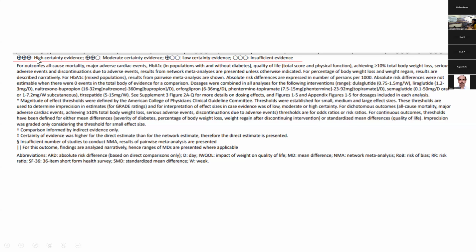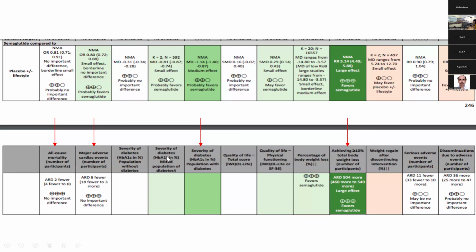So this is for all-cause mortality, MACE, severity of diabetes in those without diabetes, severity of HbA1c in those with diabetes, quality of life, percentage of weight loss. So I am not going to look at all of these, probably we will just look at all-cause mortality and MACE and percentage body weight loss.